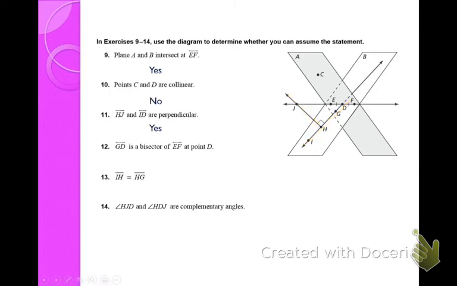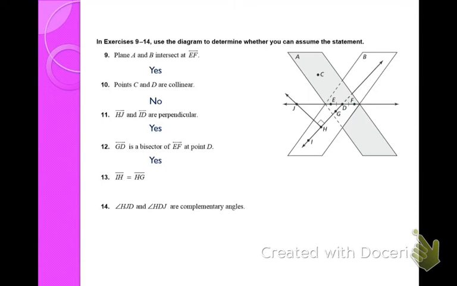Then it says GD is a bisector of EF at point D. So let's look at that. GD is the bisector of EF at point D, which is right there. What's important to note are these dashes. What do those dashes mean? They're congruent. So that means that the length of ED is the same as the length of DF. So D is in the center of this segment. Bisector means cut the segment in half. GD does cut the segment in half. It touches at the midpoint. So this is a yes.